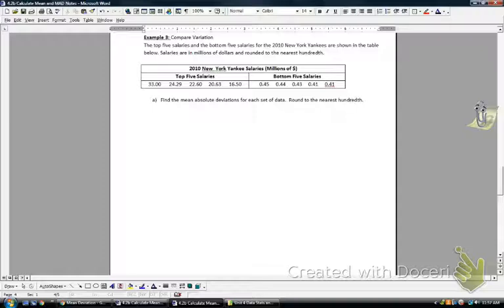I'm going to work them side by side so you can see. The first thing that we need to do is find the average, or find the mean. So do that for the top 5 and the bottom 5, and then come back and check your work.